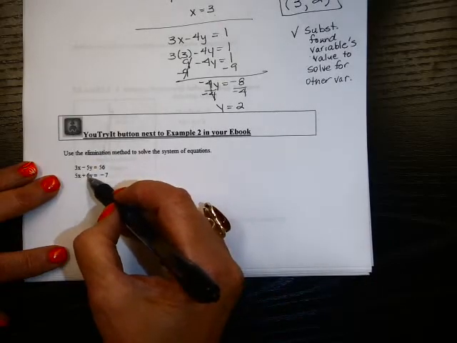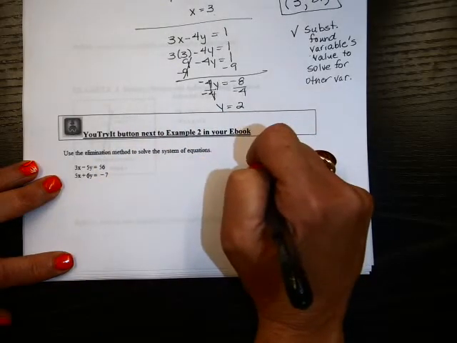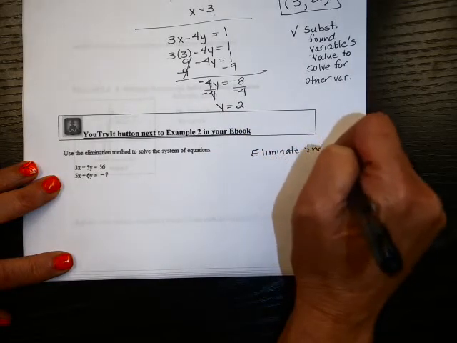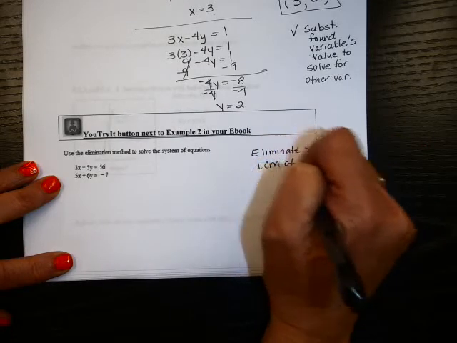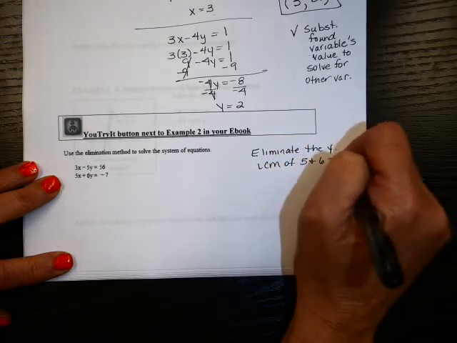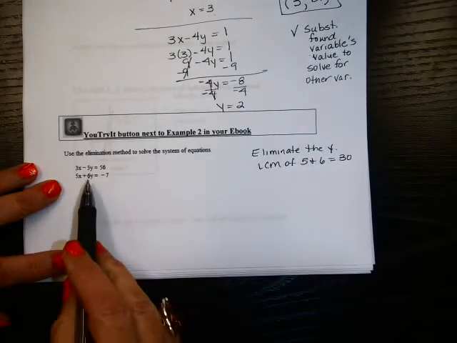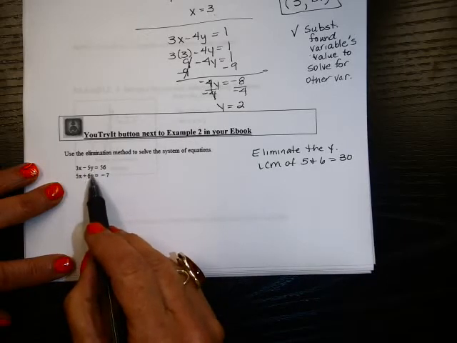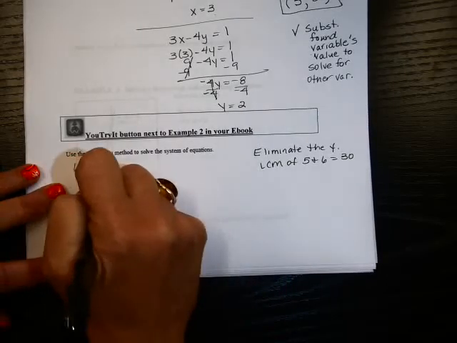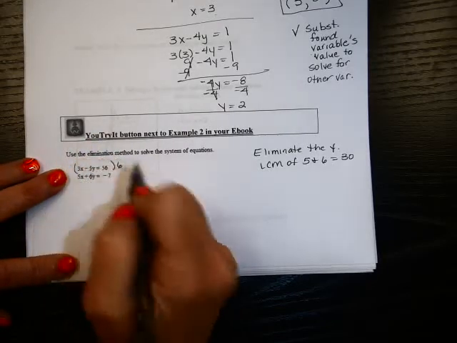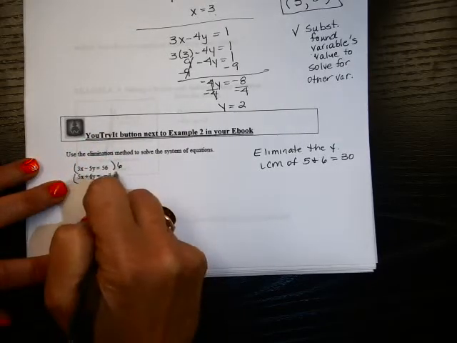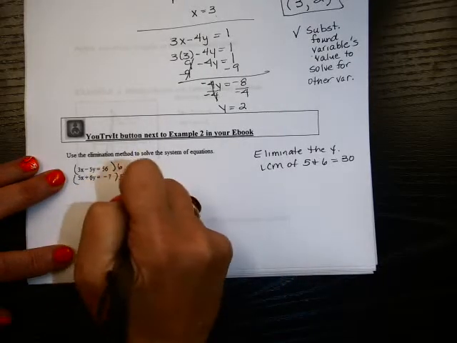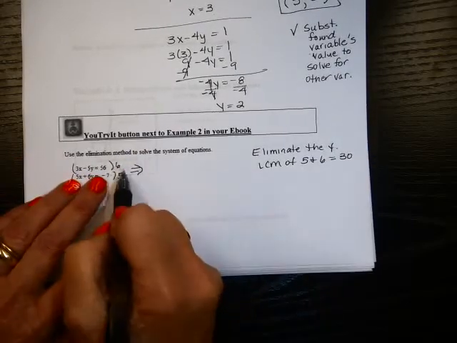So 5 and 6 go into 30. So I'm going to eliminate the y. The LCM of 5 and 6 is 30. So I'm going to multiply the top and bottom by the right amount so that I get negative 30y and positive 30y. So the first equation I'm going to multiply through by 6. And the bottom equation or second equation I'm going to multiply through by 5. So that gives me a system.